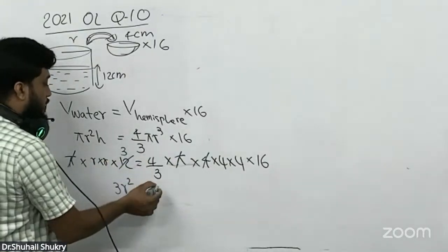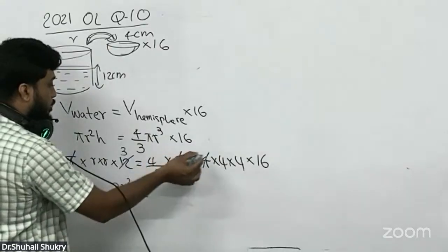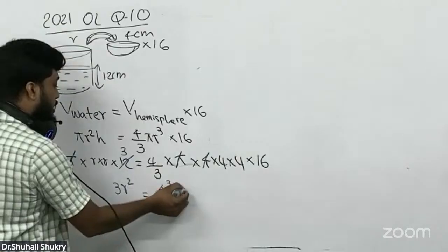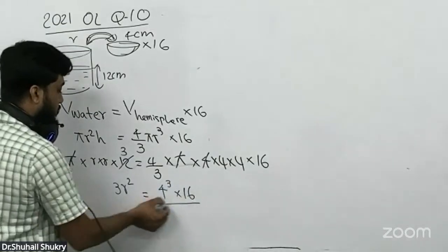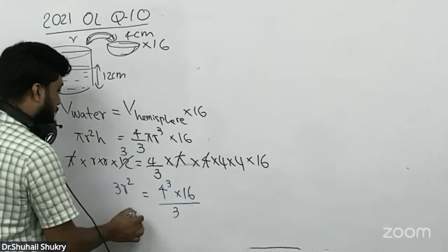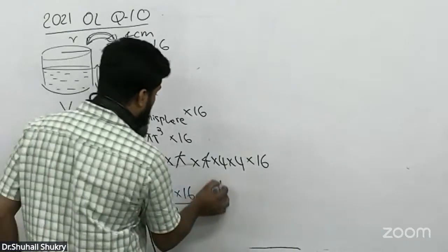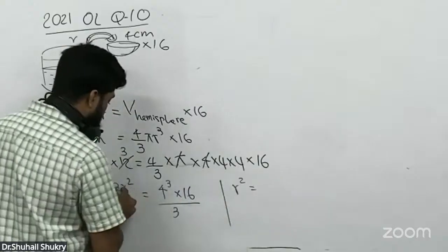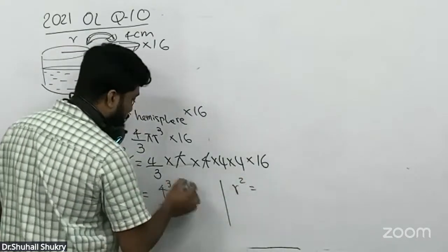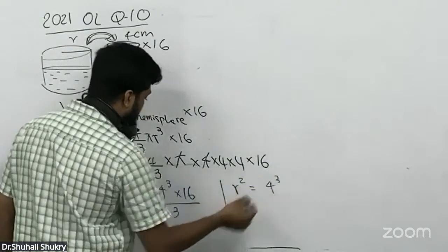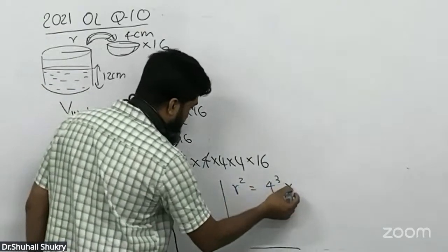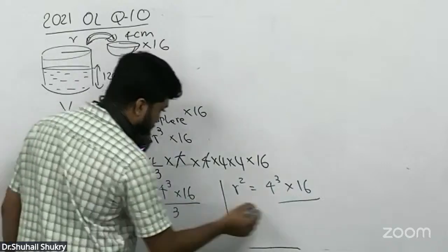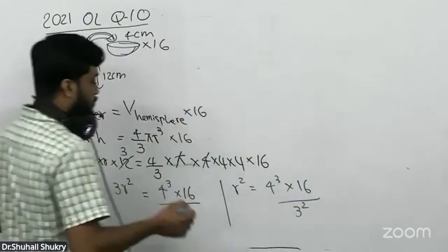From this side, I will get 4, 4, 4. We'll write 4 to the power 3 into 16, divided by 3. Now I want to make an expression for r. So take r alone. r squared will be here. Send the 3 to this side. 4 to the power 3 will keep as 4 to the power 3. 16 will also keep as 16. Send the 3 to this side, then we'll write it as 3 to the power 2.